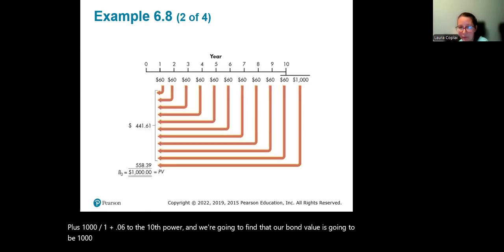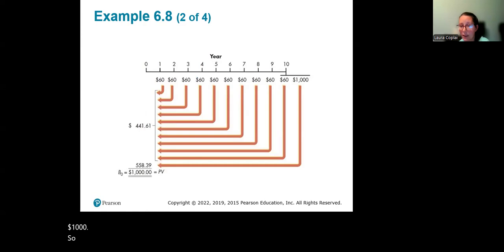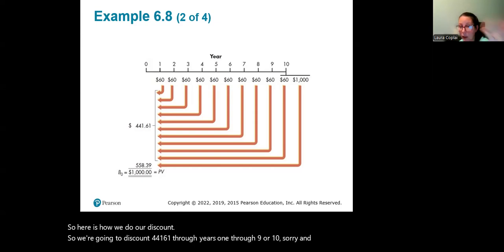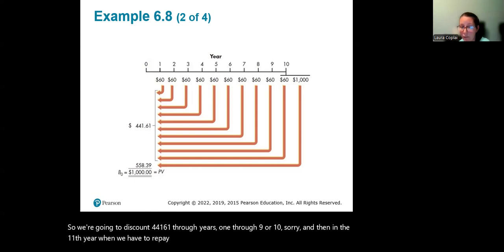So here is how we do our discount. We're going to discount 441.61 through years 1 through 10. And then in the 10th year, when we have to repay that, we're going to have it at 558.39. So that total for our bond is $1,000.